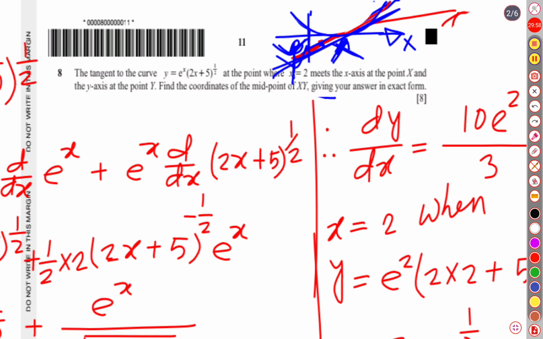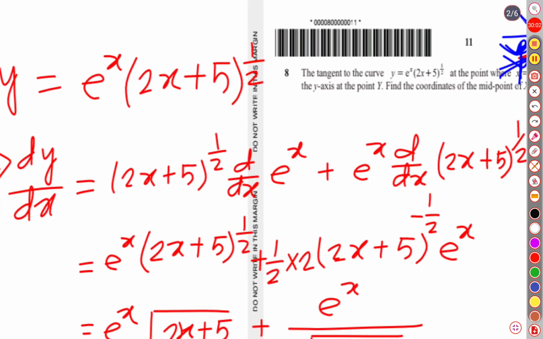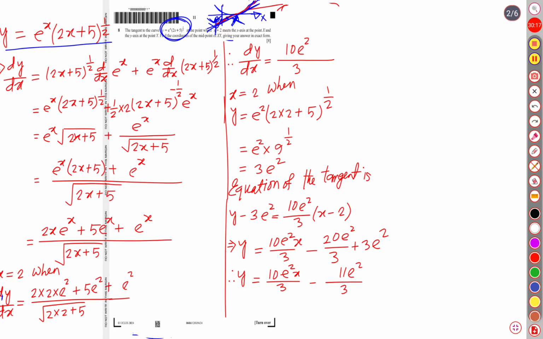So for finding the midpoint, first of all we'll have to know the equation of the tangent, and for the equation of the tangent we should know the gradient. So how can we find the gradient? Gradient is nothing but the derivative of the function. So we first got the derivative of the function, dy over dx. Here you can see dy over dx is this.